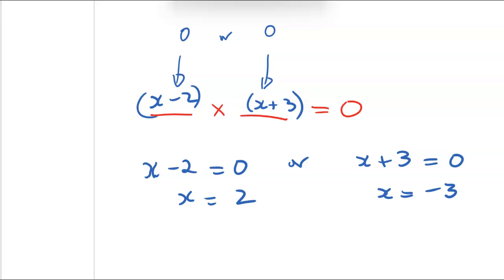Does that help those that weren't sure? I think I got it. So one of those values has to be 0. We don't know which one.